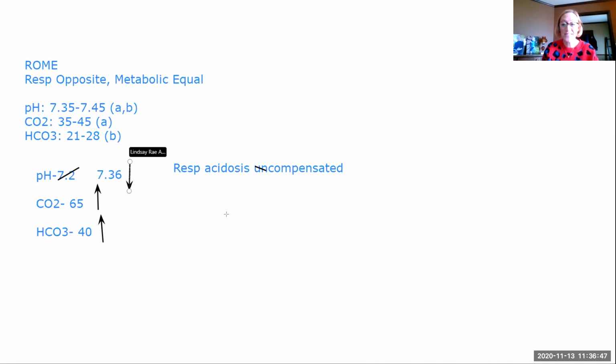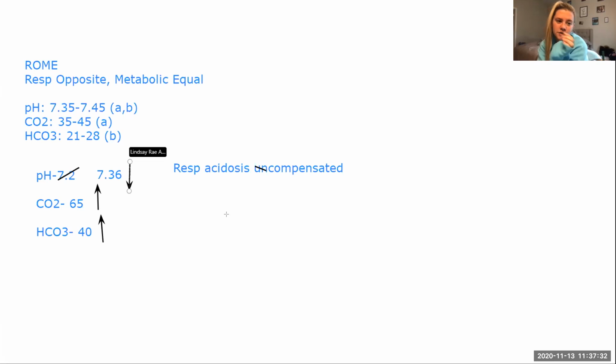Okay, it's normal. So your pH is normal no matter what. So you know it's compensated. So we've got our compensated there. But you still want to put which side of normal. 7.36, is it on the high side of normal or the low side of normal? Low. So that's why I still put my arrow there. And then you do your ROME. So you still look at your respiratory opposite, metabolic equal. Well, my respiratory arrow is opposite my pH arrow. So I know it's respiratory and it's normal, but it's on the acidotic side of normal. So it's still respiratory acidosis, fully compensated.